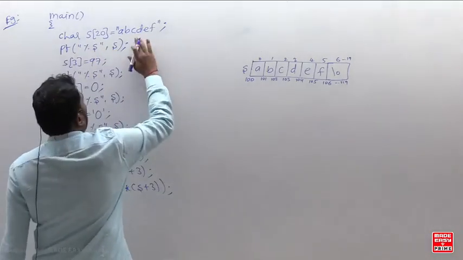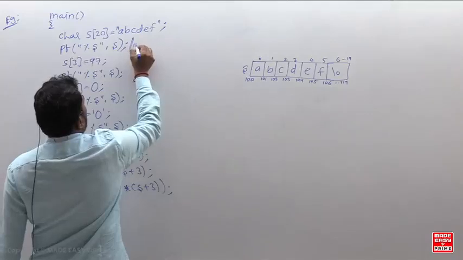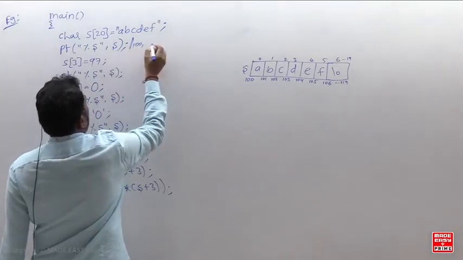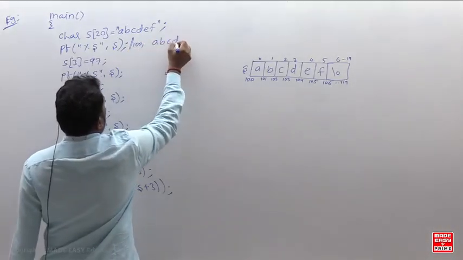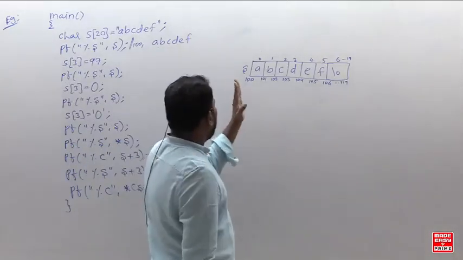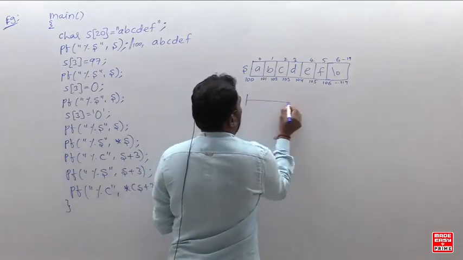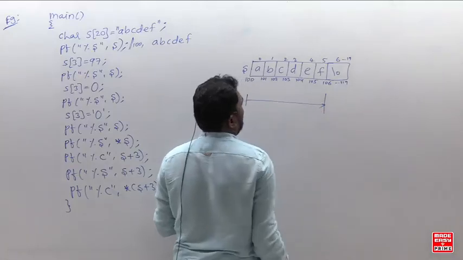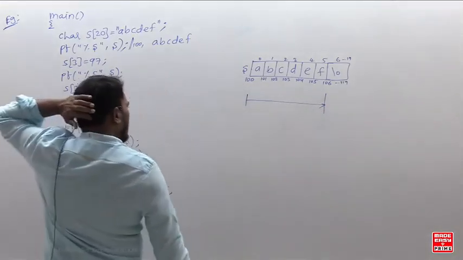So what you are providing? Base address. So base address is what? 100. So you are giving 100. So it will print from the base address all the characters until the null character. So that is A, B, C, D, E, F. From the base address provided, it prints all the characters until the null character. A, B, C, D, E, F.